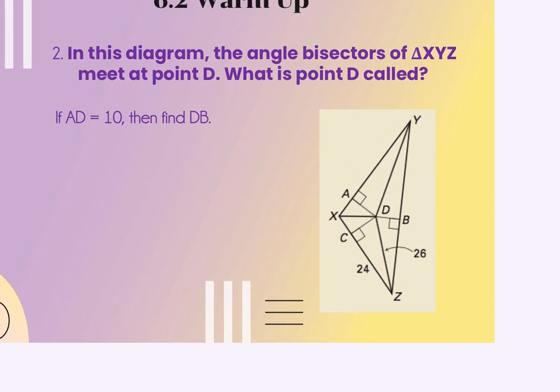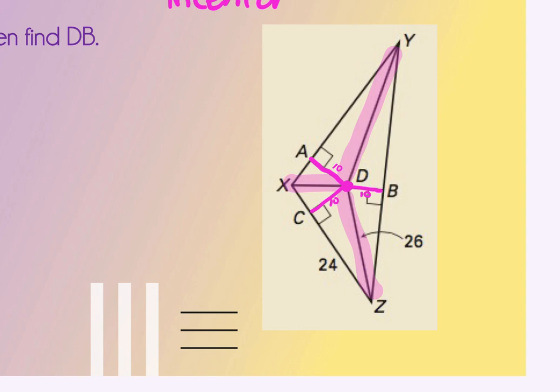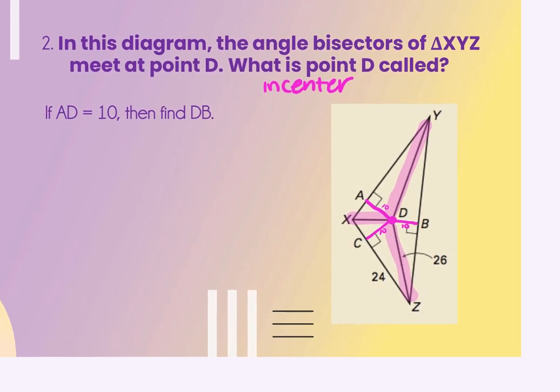2 says in this diagram, the angle bisectors of XYZ meet at point D. What is D called? This is called the in-center, point of concurrency of the angle bisectors. And it says AD is 10. So this time, the angle bisectors, which are the longer ones here, here, and here, meet at that in-center, and from the in-center to the sides, which means all those little right angles, are congruent. So if AD is 10, all of these are 10. And it wants you to find DB, which is also 10.